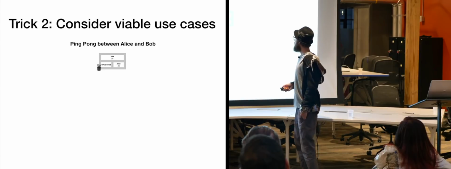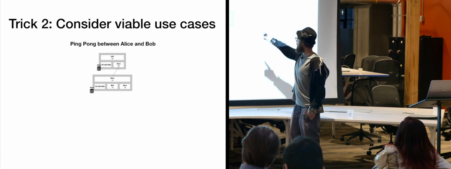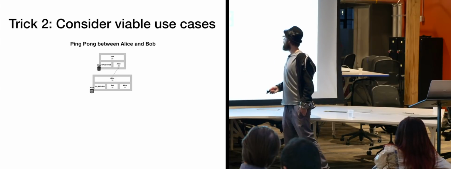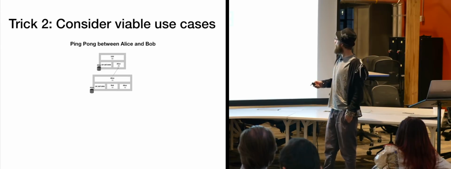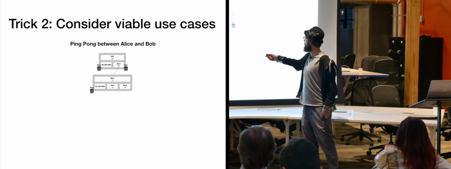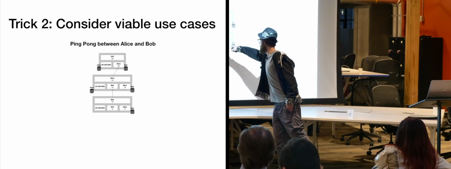So how does it work? Alice first has 20 tokens. Alice sends 10 tokens to Bob. Alice now has 10 tokens. Now Bob finds this, stores the stuff in his database, and sends a token to Alice. I made a little mistake here. This should be one, but who cares?